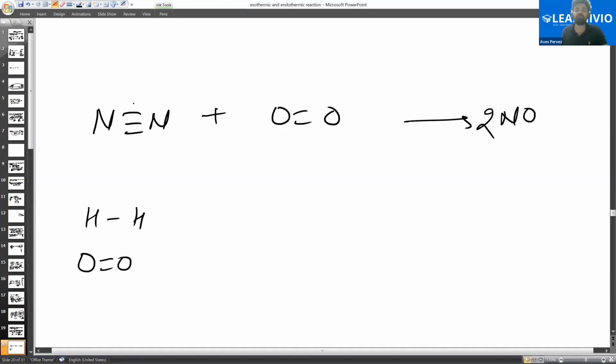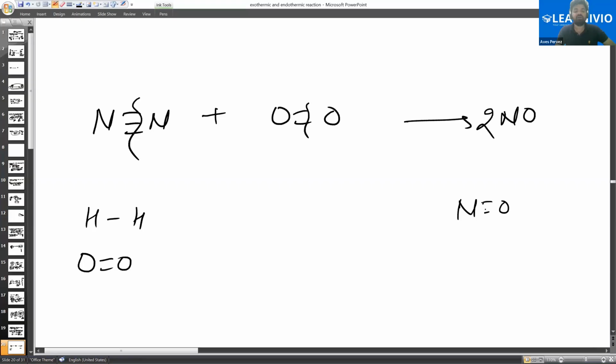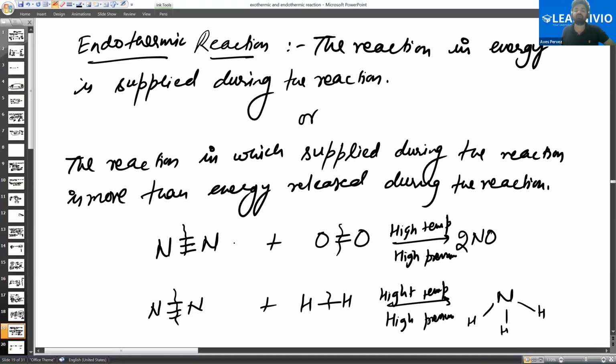Nitrogen being triply bonded, a large amount of energy is required to break this bond. So in some reactions you supply a large amount of energy in breaking the bond, and when the new bond is formed between nitrogen and oxygen, that much energy is not released. You are supplying more, but when the new bonds are formed, less energy is released. Such reactions are called endothermic reactions. At high temperature and pressure, when nitrogen reacts with oxygen or with hydrogen to form ammonia, a large amount of energy is required.